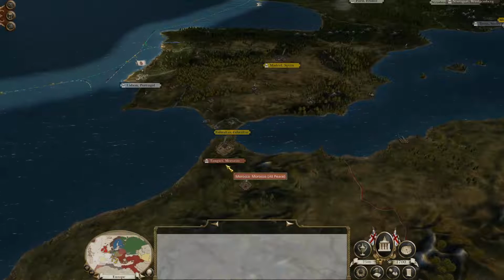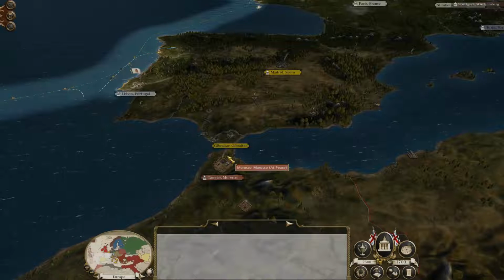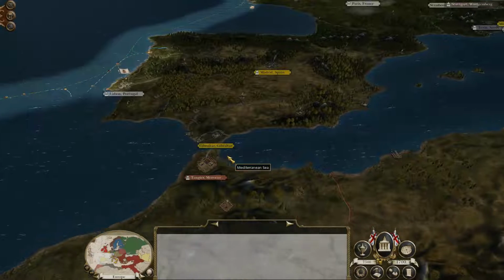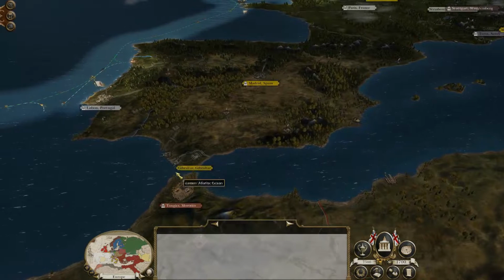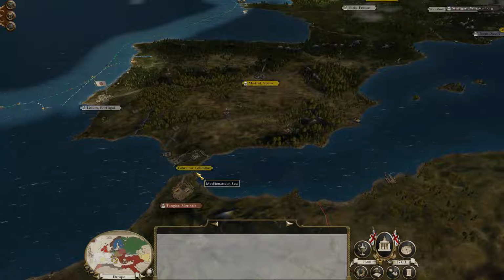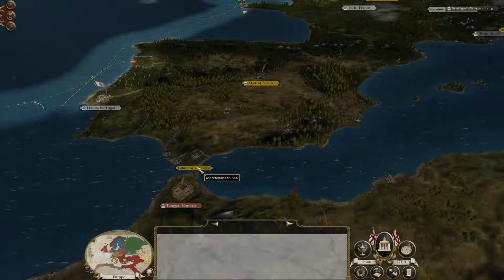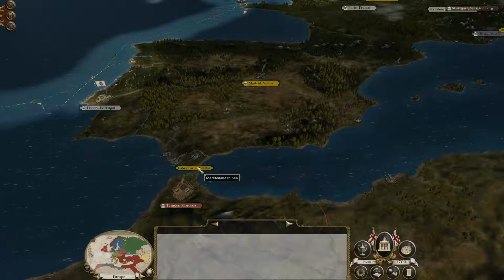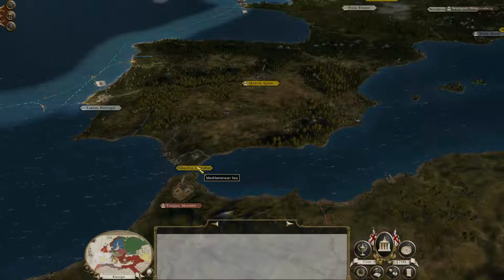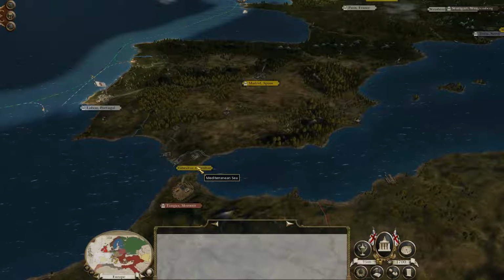So remember, only hit a control point of this significance once you are absolutely confident you can hold it, and also to the point where you know that if they break this, you're going to be able to come back and retake it. It is really important that you've got this place locked down with either a very, very strong naval force or the ability to reinforce that naval force very, very quickly.